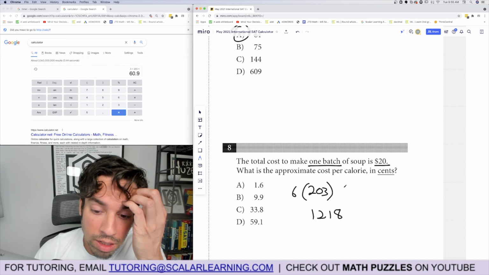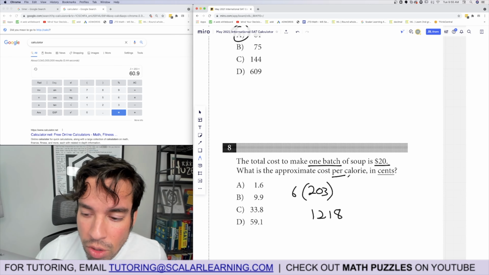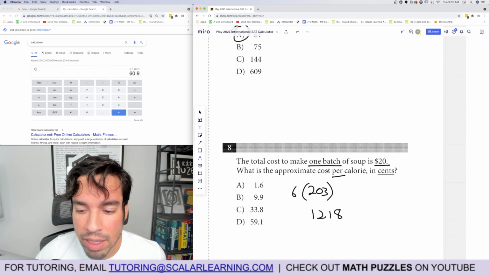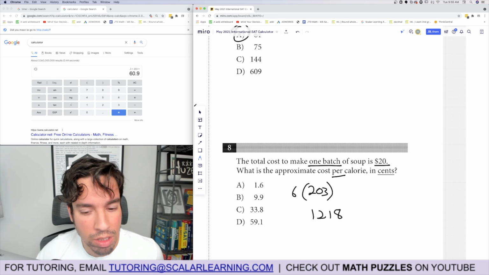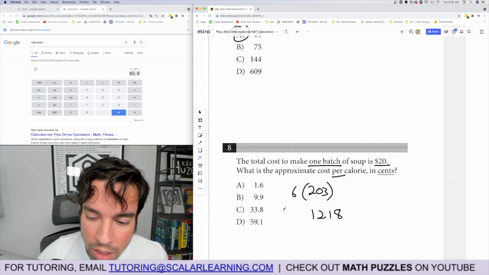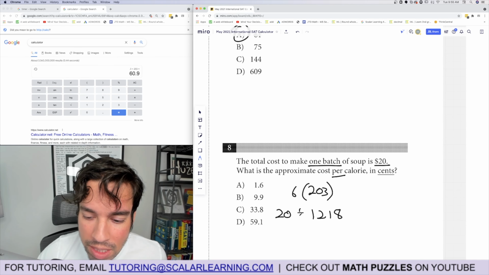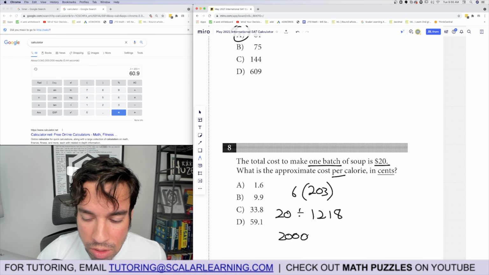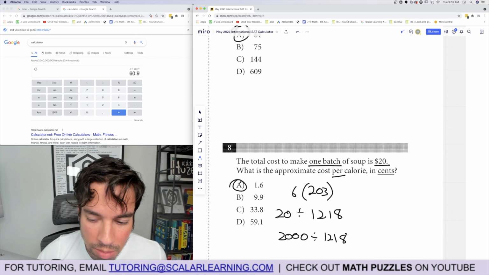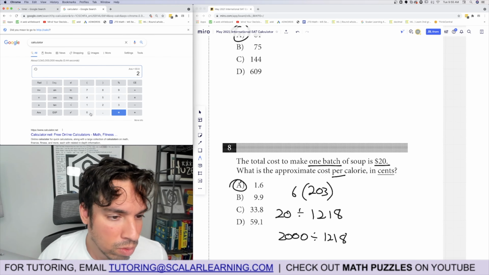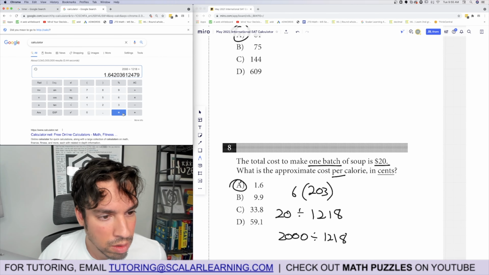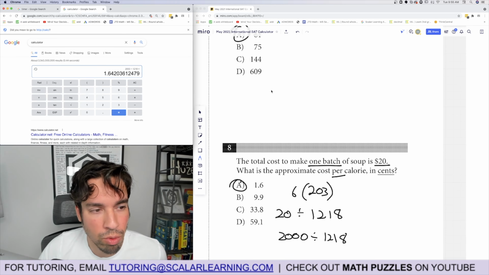And then we want, what is the cost per calorie? See, this is what I like to do: when I see cost per calorie, it's cost divided by calorie. That per is basically interchangeable with the division symbol. So it's 20 divided by this, but they want it in cents. So $20 is actually 2,000 cents. So 2,000 divided by 1218. I already know it's going to be this, but let's just do it on the calculator anyways. 2,000 divided by 1218 is, yeah, 1.64. They rounded down.